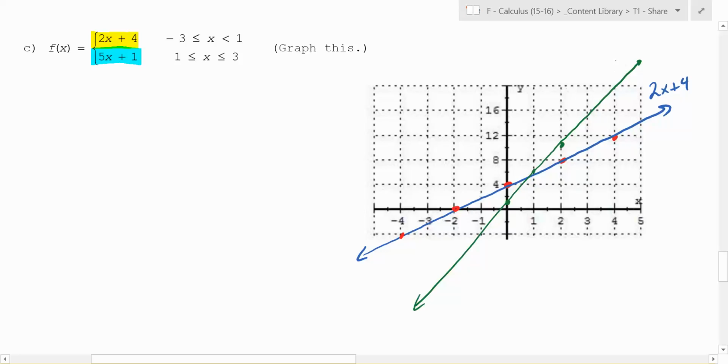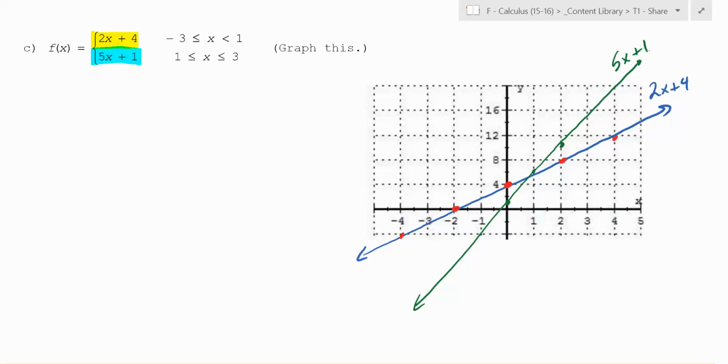If both of these were supposed to represent one function, this really wouldn't be a function because, does it pass the vertical line test? It doesn't. This is called a certain type of function. Anybody know what this is called? Piecewise function, defined in pieces. This first function in yellow is only defined for x greater than or equal to -3 and less than 1.